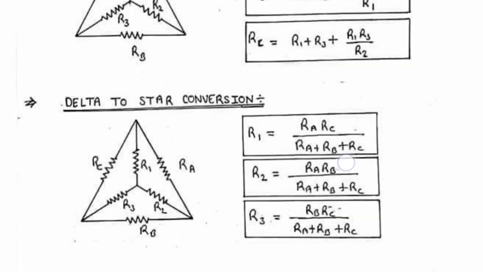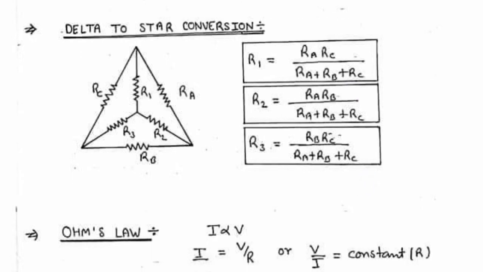Delta to star conversion, let us see. If R1, R2, R3 are the star connected resistances, and RC, RA, RB are the delta connected resistances, how to obtain R1? R1 is the combination of resistances RA and RC divided by the total resistance RA plus RB plus RC. Similarly, R2 equals RA RB by RA plus RB plus RC. R3 equals RB RC by RA plus RB plus RC. This we have to remember in conversion of delta to star.